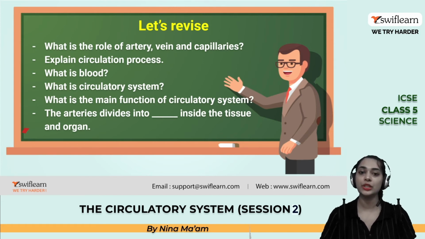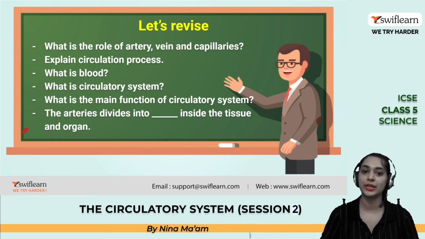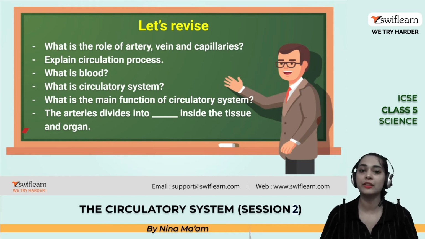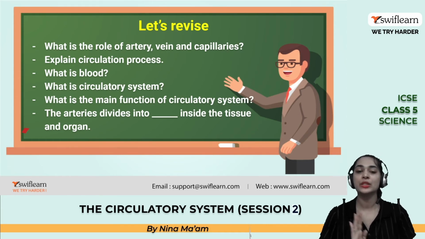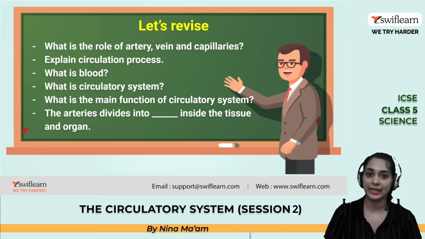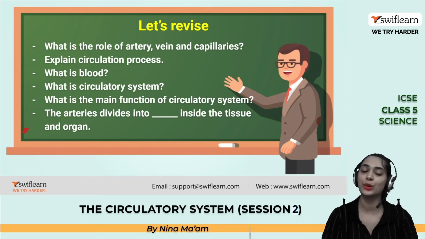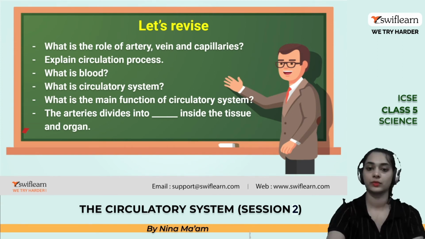The duty of the RBC, or red blood cells, is to deliver oxygen from your lungs to your tissues and organs. The duty of white blood cells is to protect us and keep us safe from infections. Can you say the duty of the platelets? It helps with blood clotting. So that is about the blood.